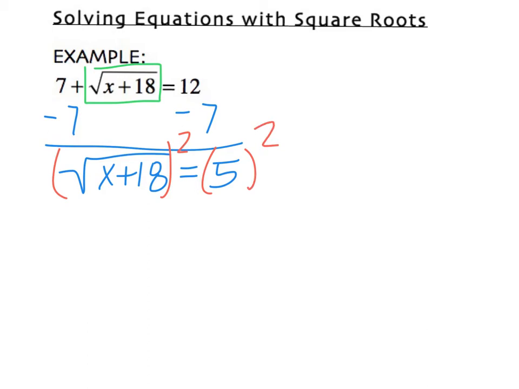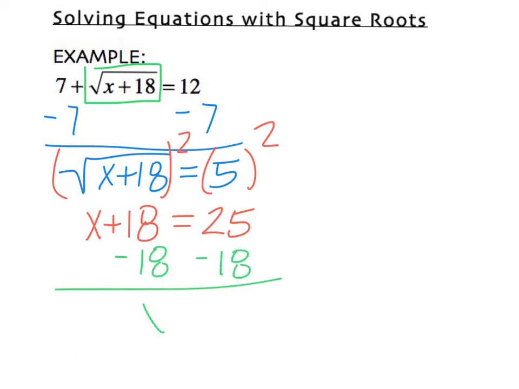And when we square on the left side, the square root symbol and the squaring just cancel each other out. And what we have left is just what's under the radical, x plus 18. And then 5 squared, of course, is 25. And now you can see we're just left with a regular equation to solve. We will subtract 18 on both sides. And we are left with the fact that x is equal to 7.